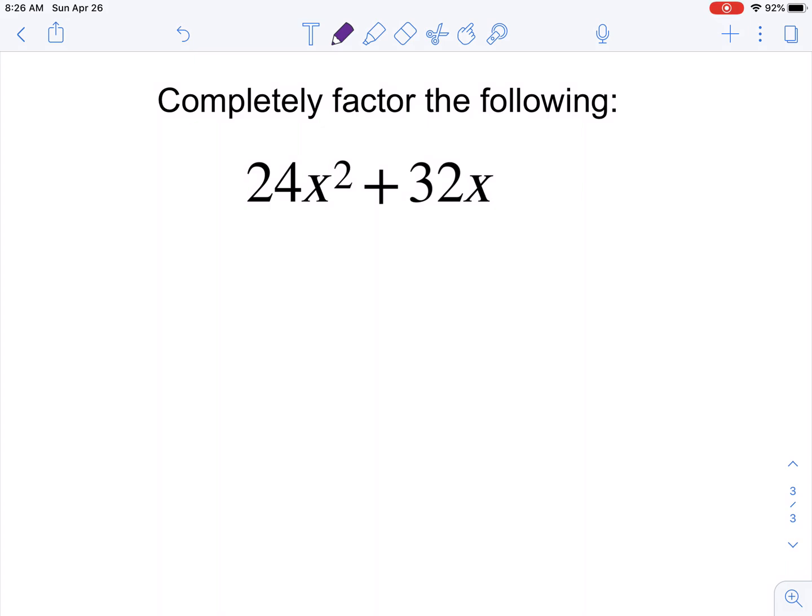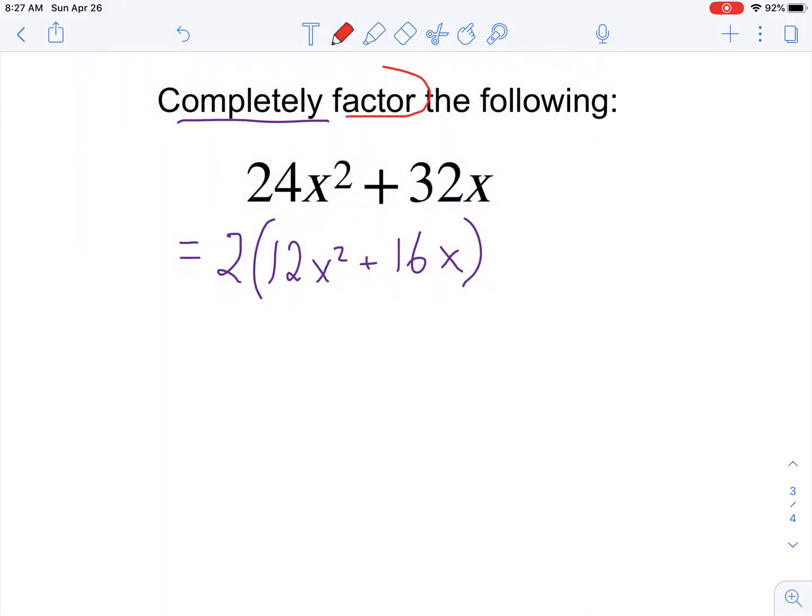Here's where finding the greatest common factor is an issue where you need to make sure you find the greatest common factor when you factor these, because it says to completely factor the following. Between 24x squared and 32x, you might think, well, 2 goes into both of those, so I can put a 2 on the outside of parentheses, take out a 2, and divide everything by 2, and I get 12x squared plus 16x. That's true, right? 2 times 12x squared plus 16x would be the same thing. And that's what we're talking about with factoring: we're undoing the distributive property.